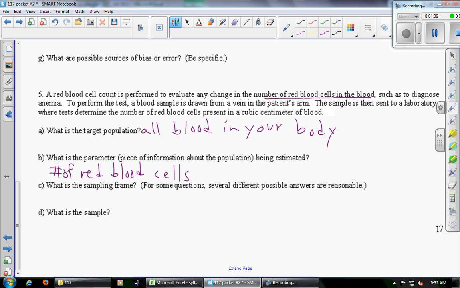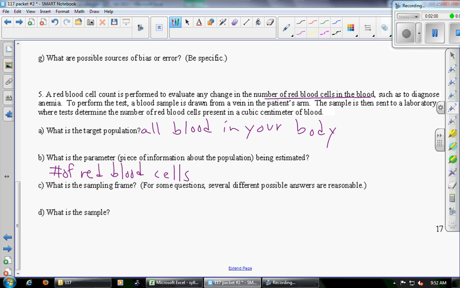Okay, let's jump to part D because the sample is easier to think about than the sampling frame. So let's just ask about the sample first, and then we'll come back. So the sample is the actual things that were studied. You can, and we'll talk about the sampling methods on the next page.